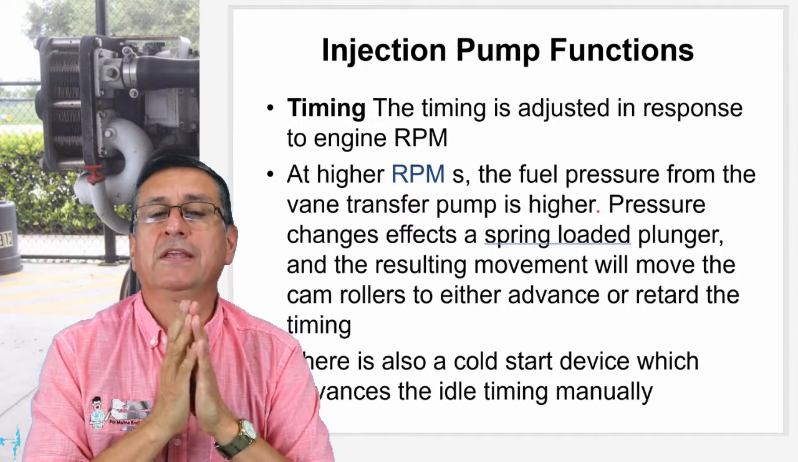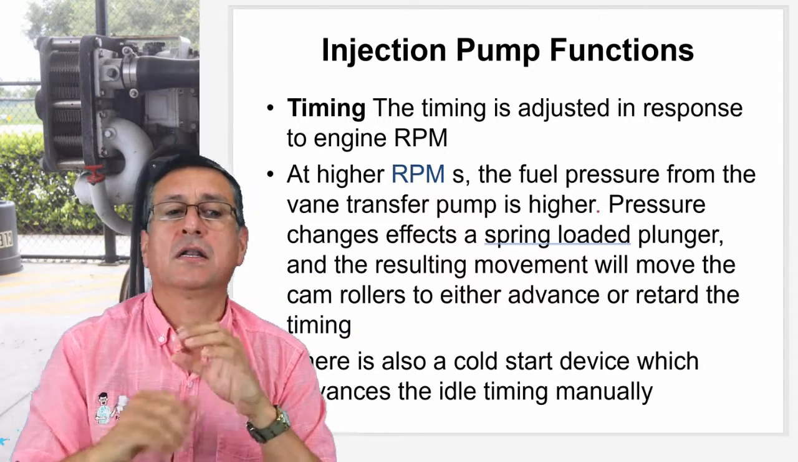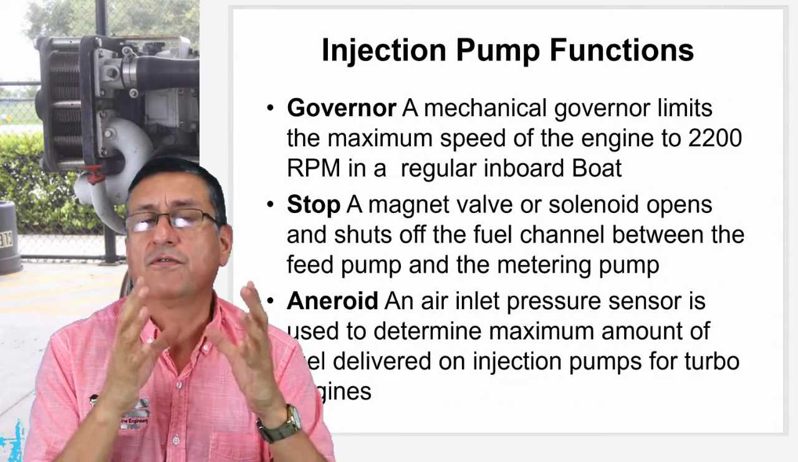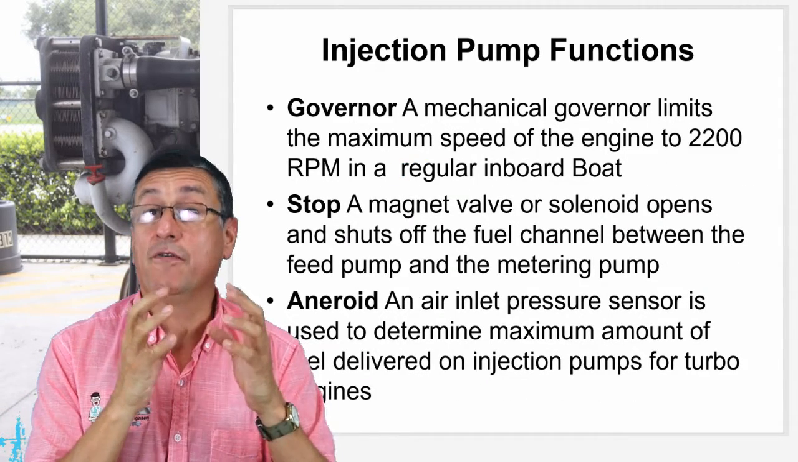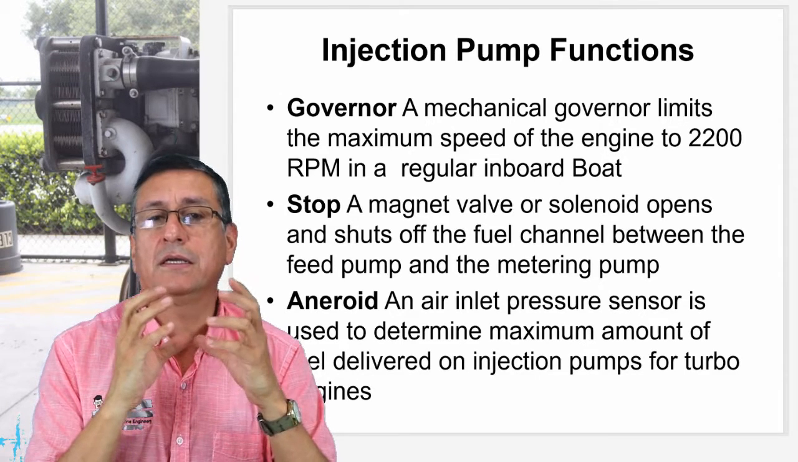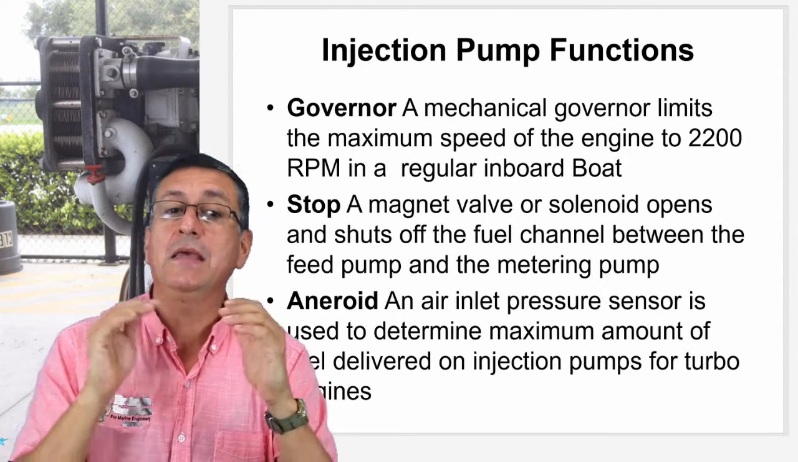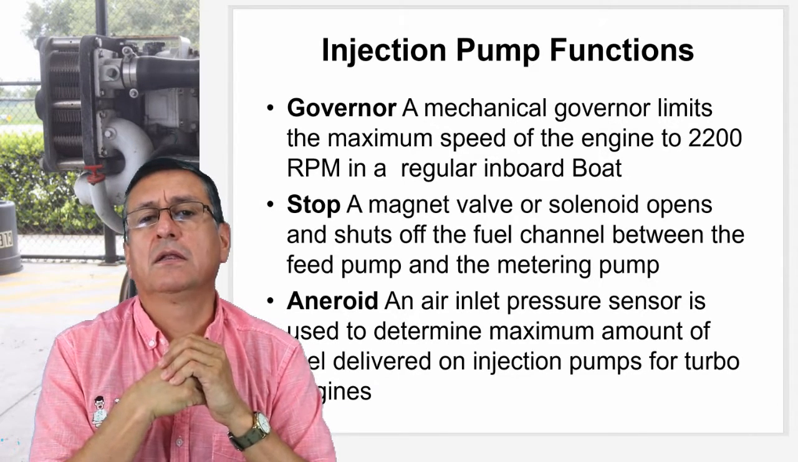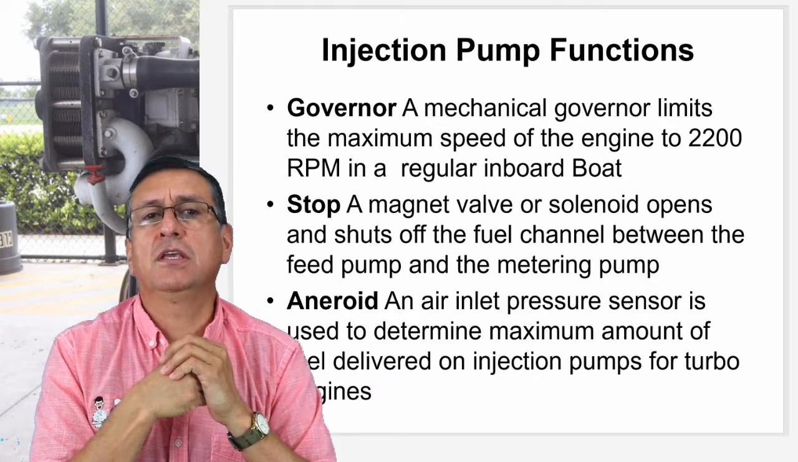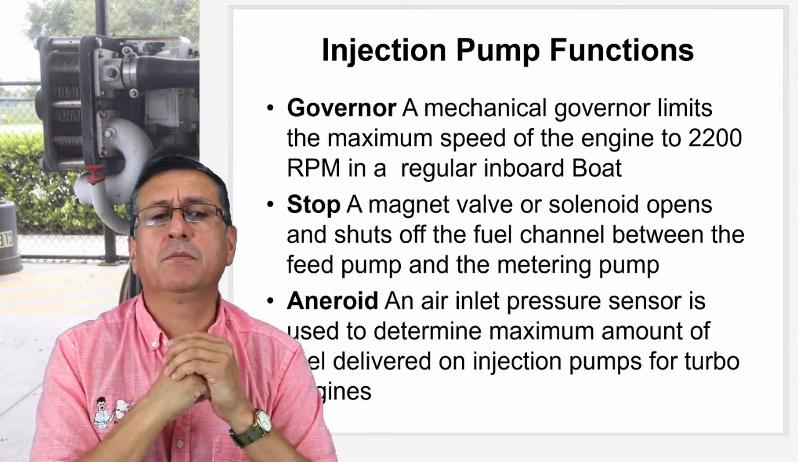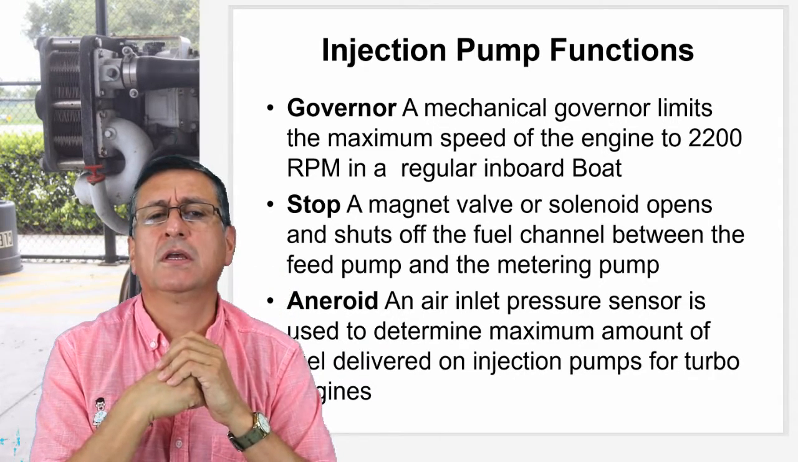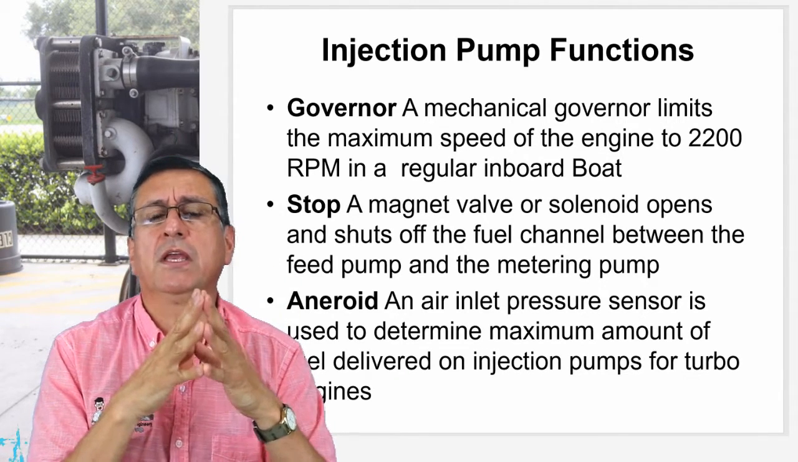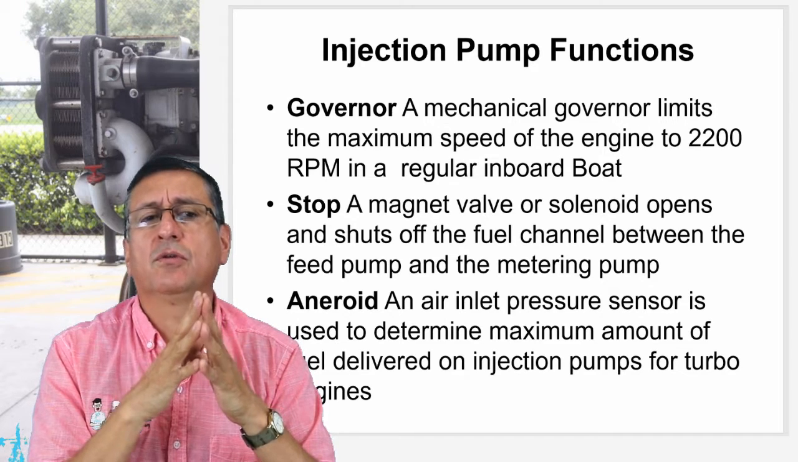It's a wonderful equipment. It's an intelligent element. It's the heart of the system. And those are other functions of the fuel injection pump. The governor is a mechanical element that limits the maximum wide open throttle speed. Normally in marine engines it is around 2200 RPMs; 2500 RPMs is the typical maximum RPMs in inboard diesel engines.